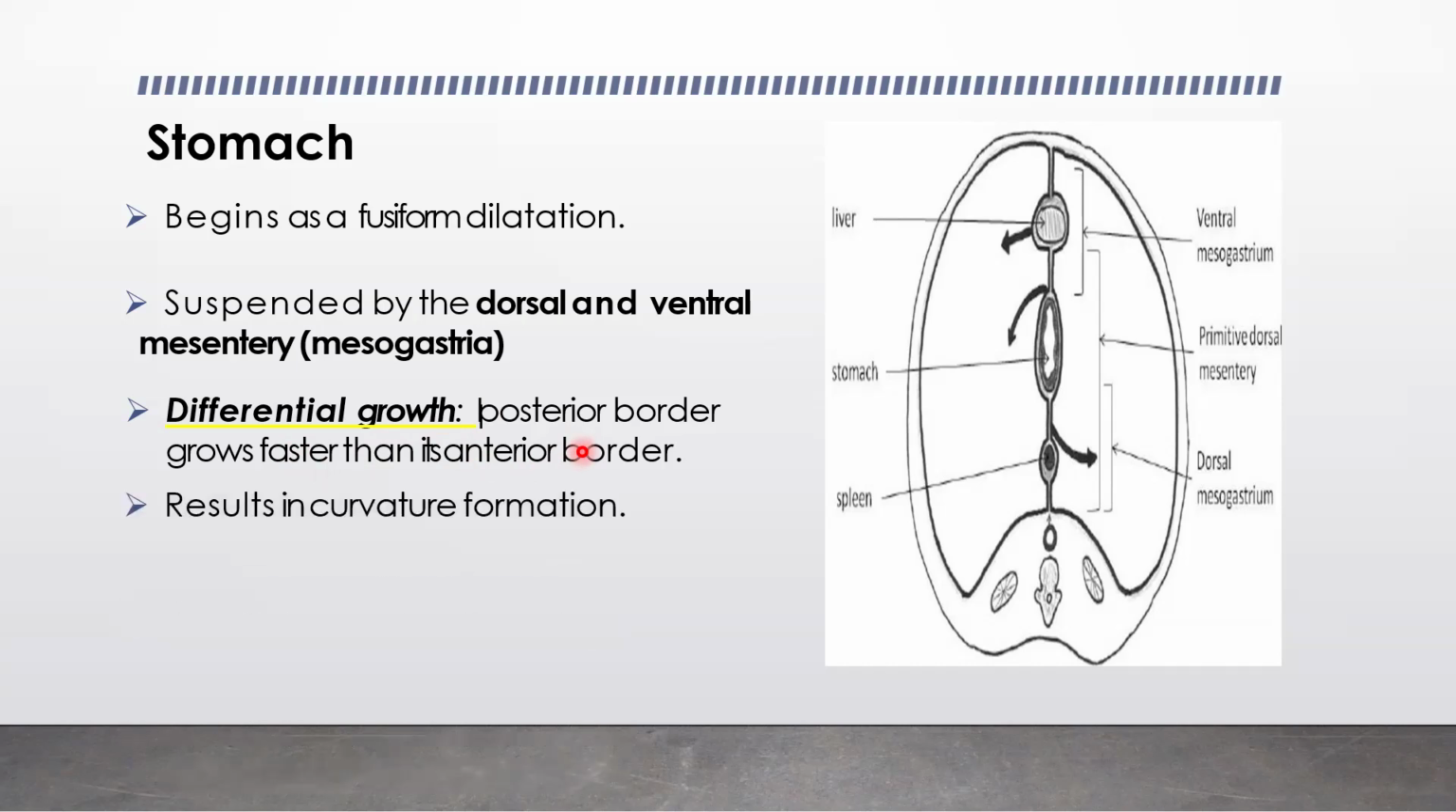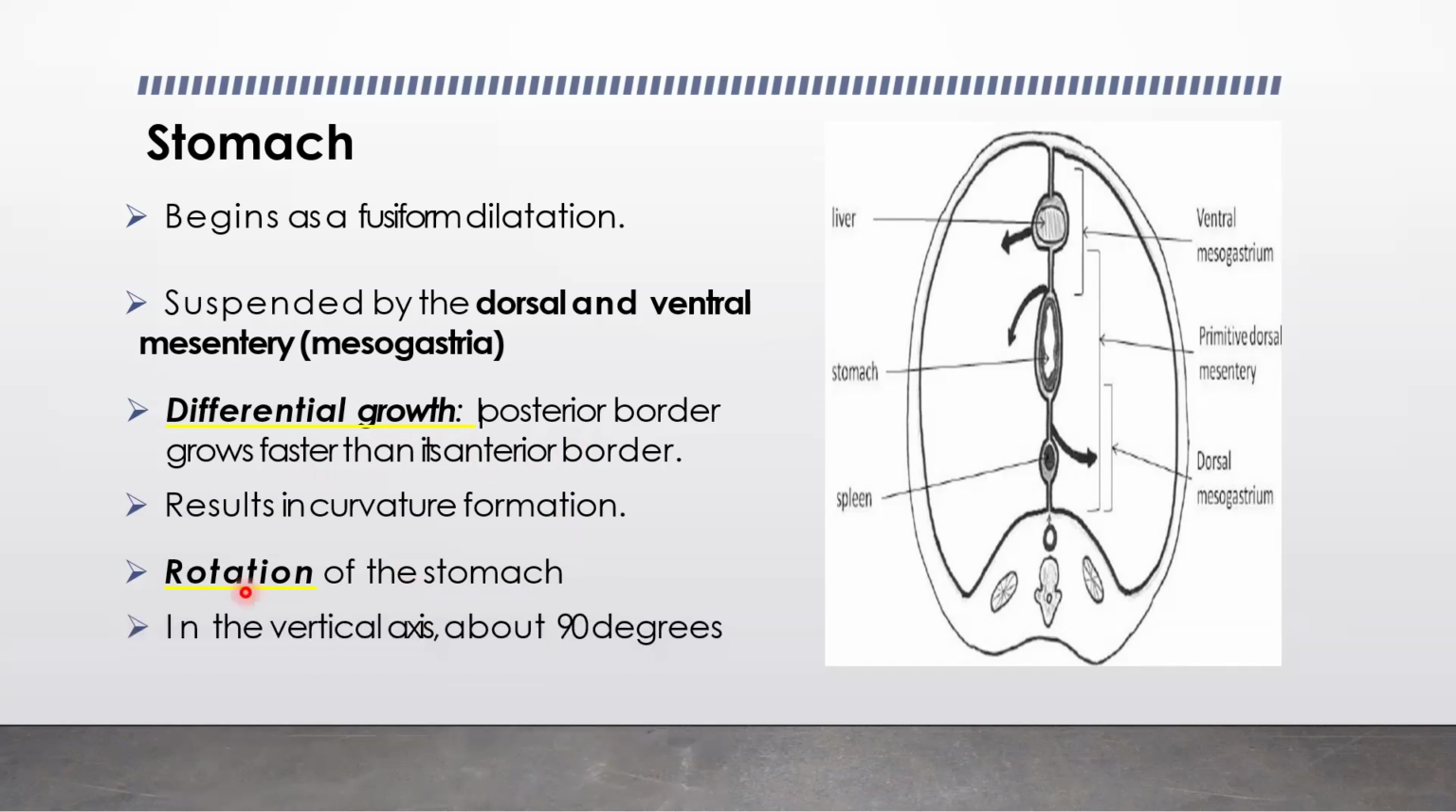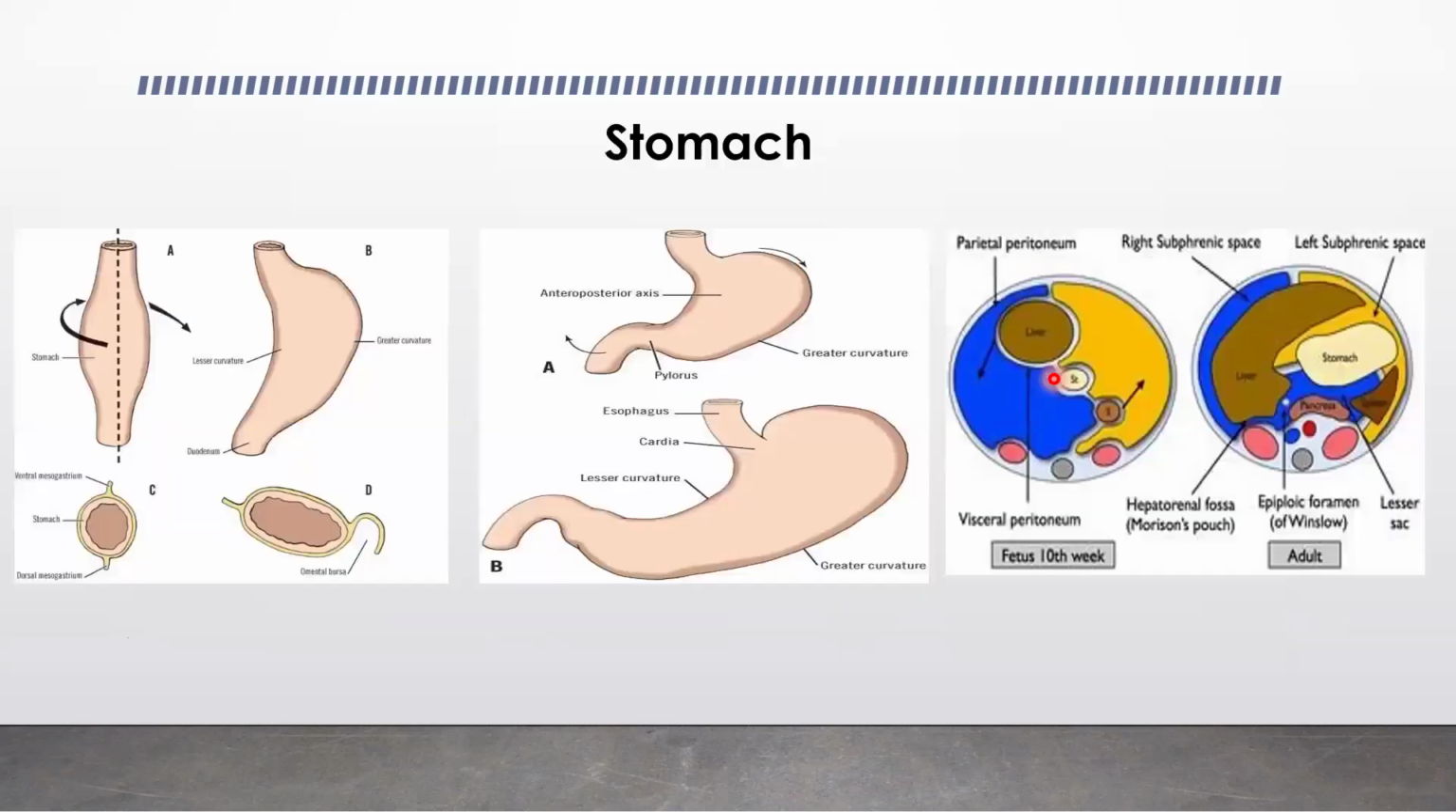After the differential growth, which results in curvature formation, you then have the rotation of the stomach. It will rotate in the vertical axis about 90 degrees. So you can see the rotation that is being taken there. Now the posterior part will be on the left side and the anterior part on the right side. And this is now what you have: the fusiform dilatation here, then the differential growth giving us the lesser curvature and the greater curvature, and after that the J-shaped structure of the stomach coming in.